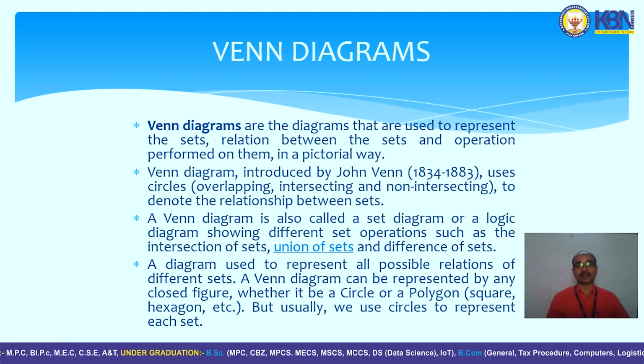Generally, we use circles. A Venn diagram is also called a set diagram or a logic diagram, showing different set operations such as intersection, union and difference of sets. A intersection B, A union B and A minus B are the three operations we generally use in sets. A diagram used to represent all possible relations of different sets is called a Venn diagram. Generally, a Venn diagram is a closed figure: a circle, polygon, square or hexagon. But generally, we use circles to represent each and every set.